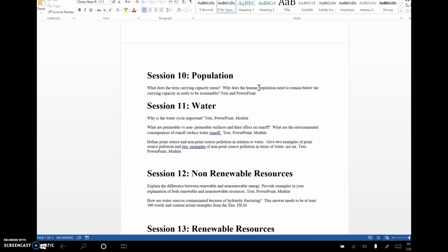What does the term carrying capacity mean? And this can be found in the population chapters in your OER textbook. Why does the human population need to remain below the carrying capacity in order to be sustainable? So I want you to be really detailed about that.